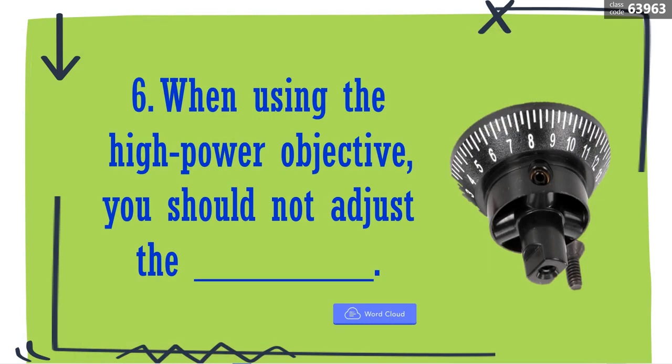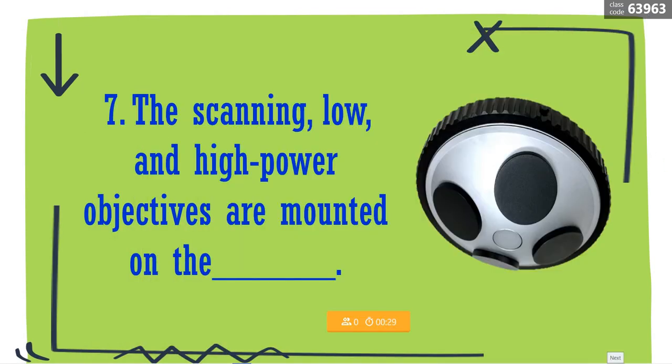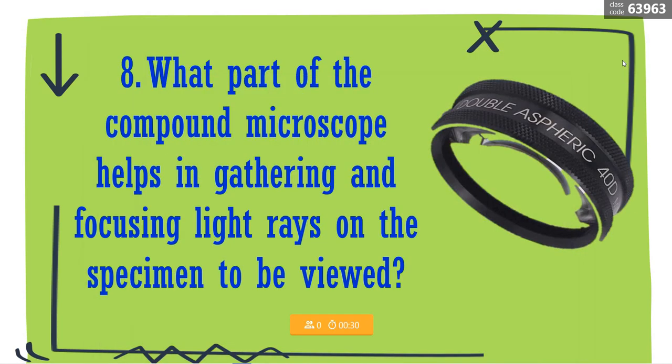Okay, so what do you think is the answer? The answer is you should not adjust the coarse adjustment. Very good, got it right. Let's have number 7. Okay, time is up. Let's reveal the answer. What do you think is the answer? It is called the revolving nose piece. Very good. Let's have number 8 question.